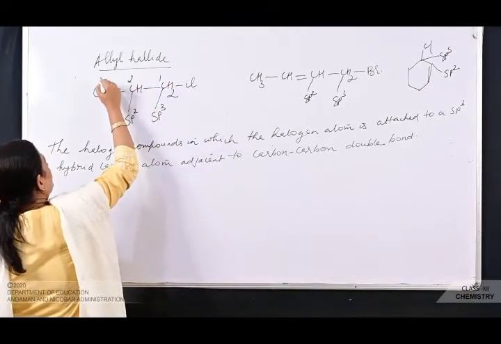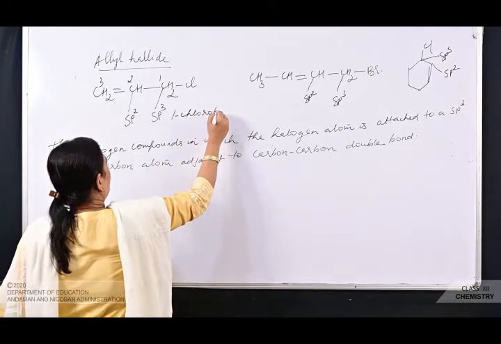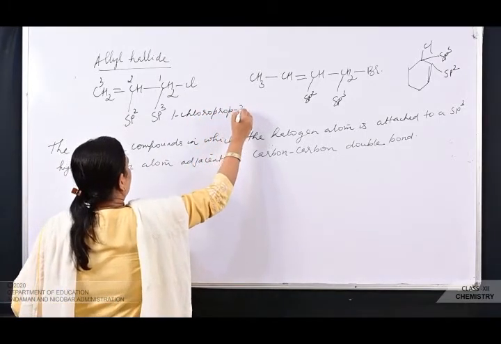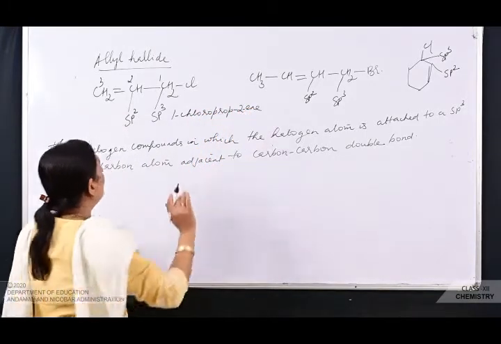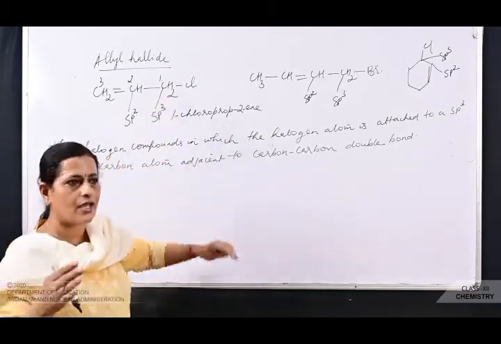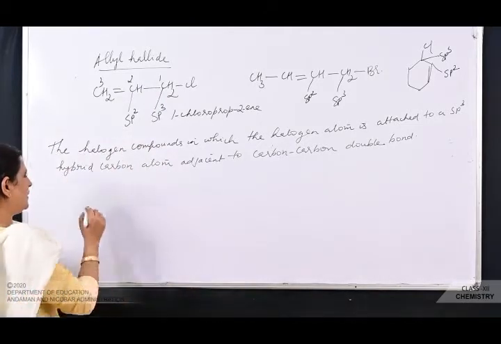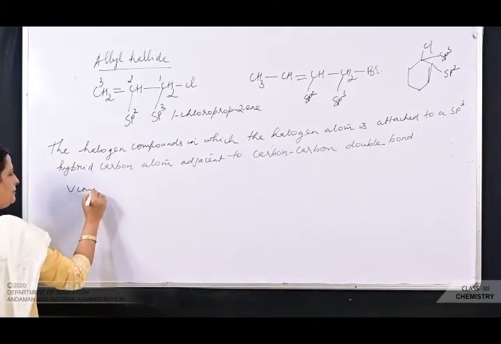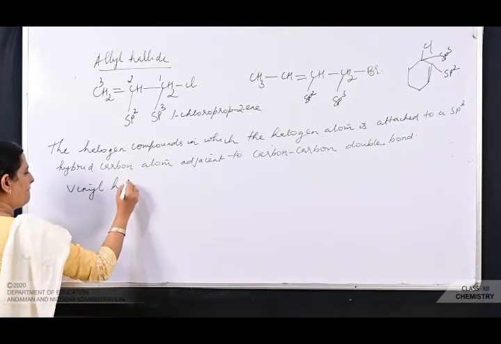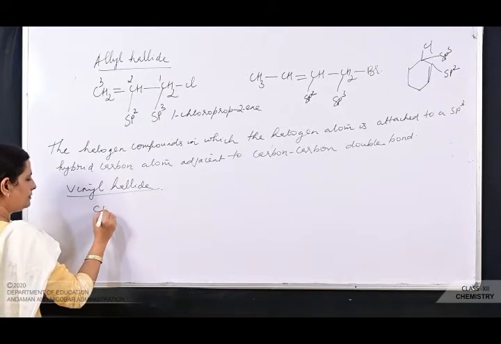What will be its IUPAC name? 1, 2, 3. It's what? 1-chloroprop-2-ene. So is it clear? Allyl halides, the halogen atom is bonded to an sp3 hybrid carbon adjacent to a carbon-carbon double bond. Next comes vinyl halide. See here.